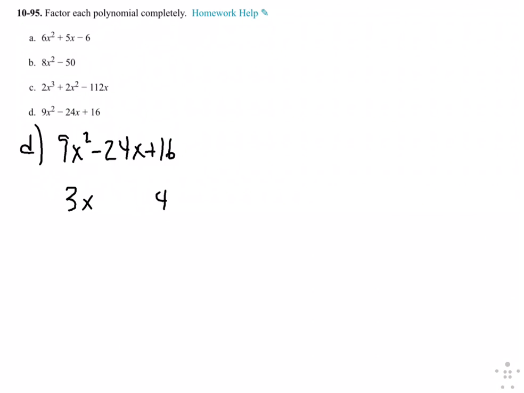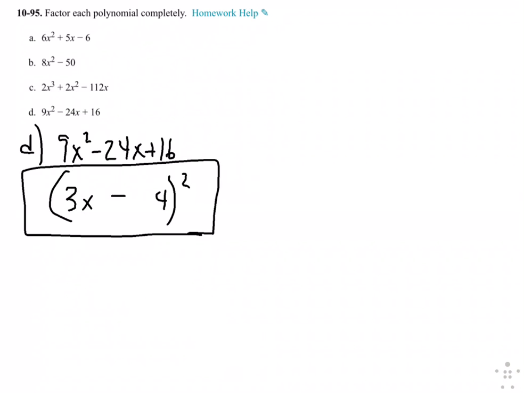And the rule for perfect square trinomials is if the square root of the first times the square root of the last is half the middle term, then it's a perfect square. So let's see. 3x times 4 is 12x, and that is half of 24. So it's 3x minus 4 squared.